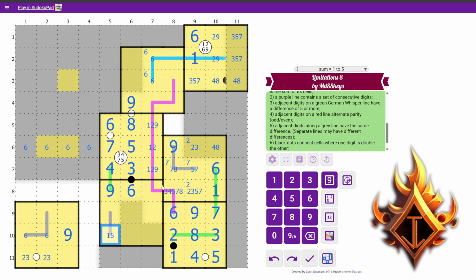This is 1 or 5. I have to remember that one number is missing from the gray line. 1, 2, 9. Now 2 is here. 1 is in the box. 1 cannot be on this line with 6.